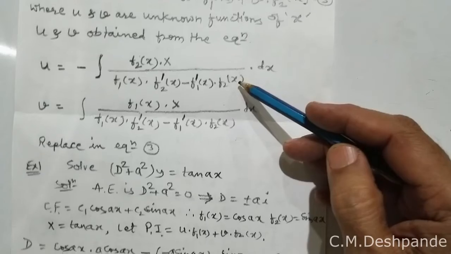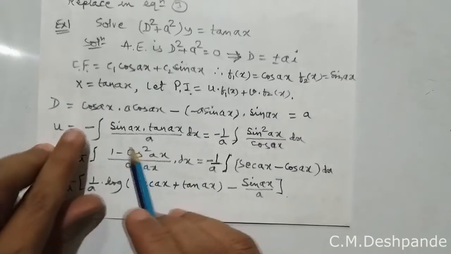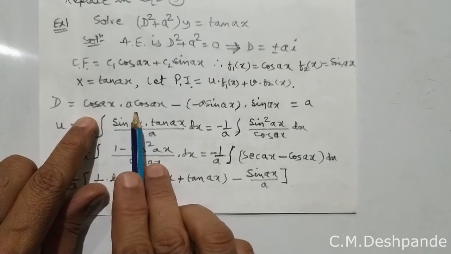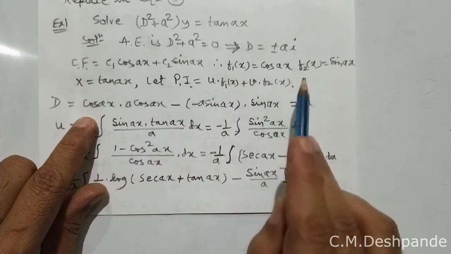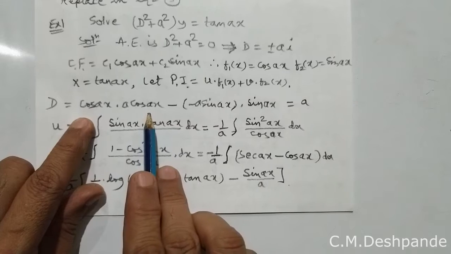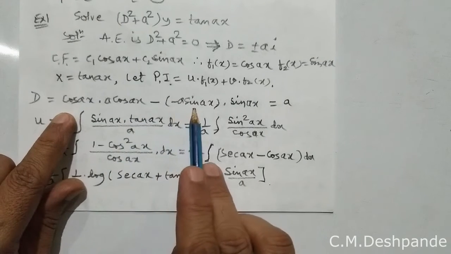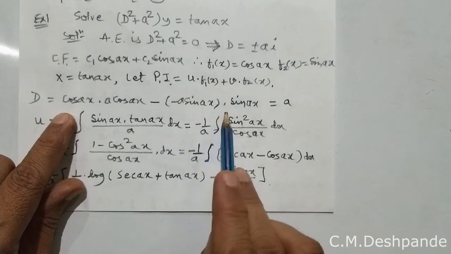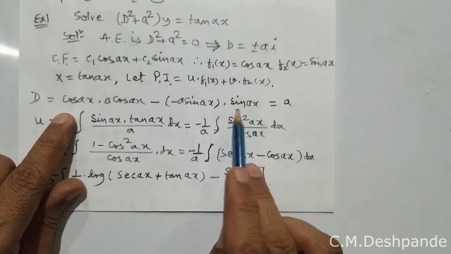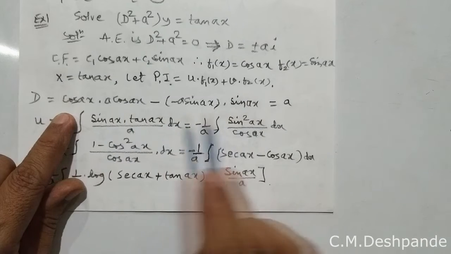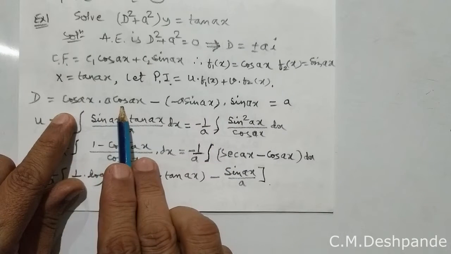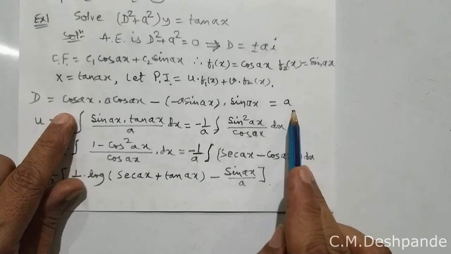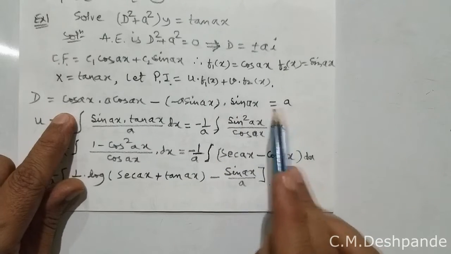Now first calculate the denominator. The denominator is given by f1 of x, meaning cos of ax, into f2 dash of x. Differentiating the second function gives a into cos of ax, minus f1 dash. f1 dash is minus a into sin of ax, into f2, f2 is sin of ax. Now this simplifies to a cos square of ax plus a sin square of ax, equal to a. So the common value of the denominator is a.